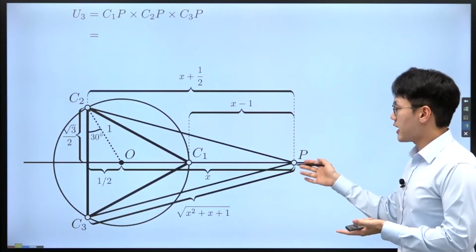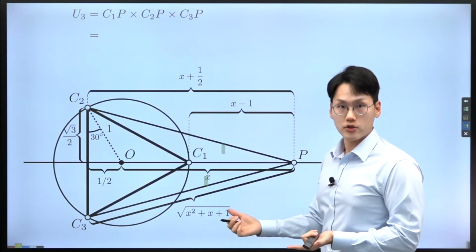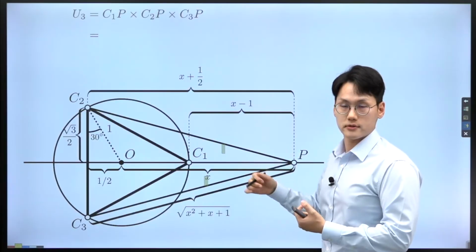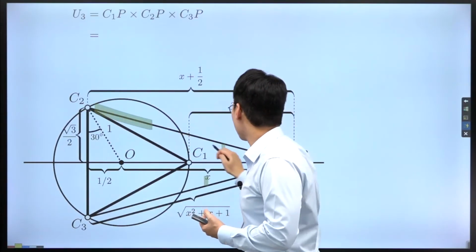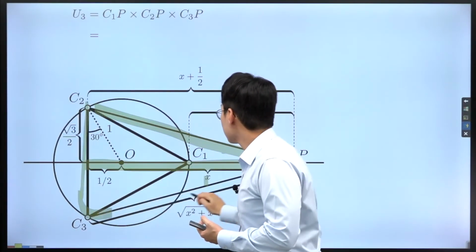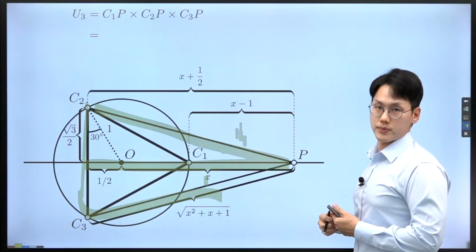I got that. But again, this triangle and that right angle triangle are congruent, right? The right angle, shared angle, shared side, and the one equal length will give you the condition for the congruence. So this length will also be square root of x squared plus x plus 1.